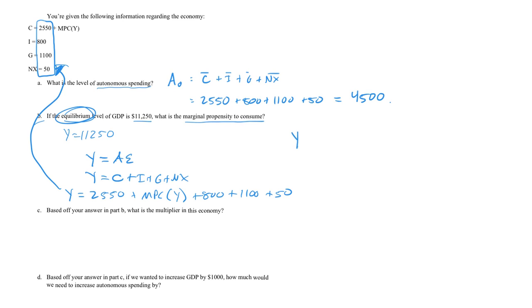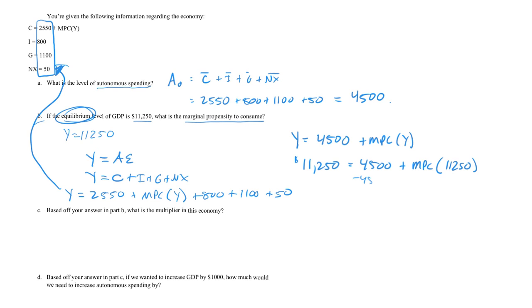I can rewrite this to Y is going to equal 4500, because we know my autonomous spending is going to be adding this, my 2550, 800, 1100, and 50, plus MPC times Y. Now, I'm going to go ahead and substitute in. We're given this level of GDP. So 11,250 equals 4,500 plus MPC times 11,250.